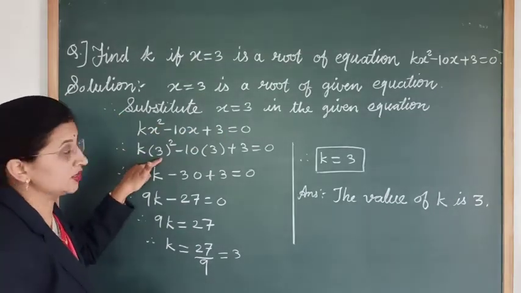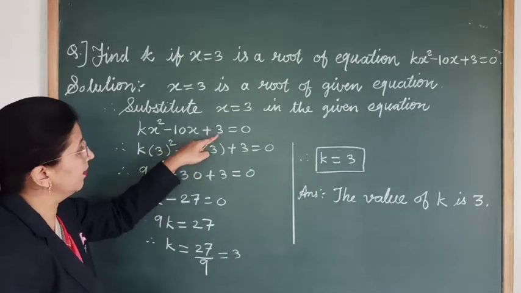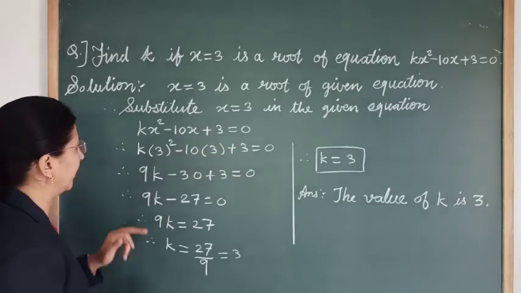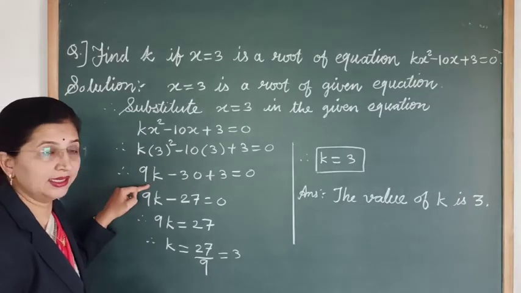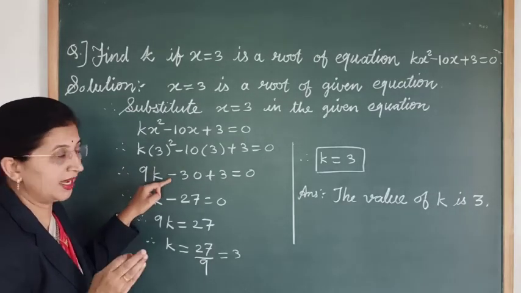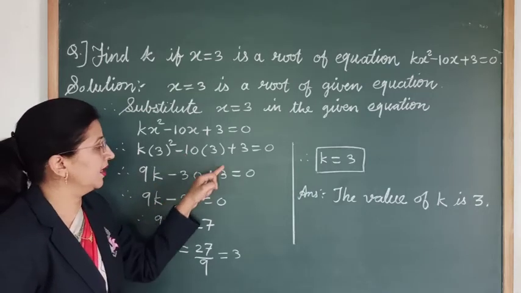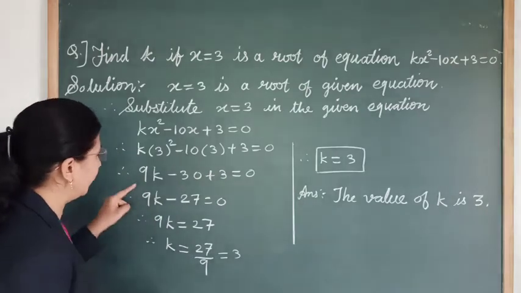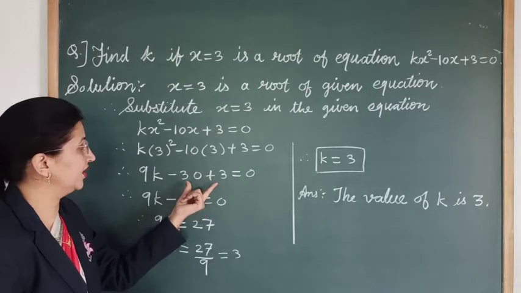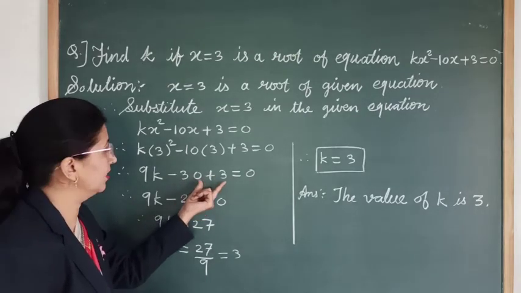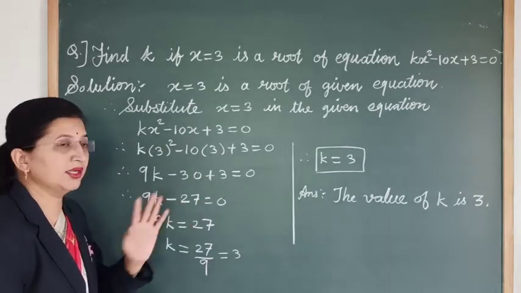kx², that is k into 3², minus 10 into x, that is 3, plus 3 is equal to 0. Okay. So square of 3 is 9. 9 into k, that is 9k, minus 10 into 3, that is 30, minus 30 plus 3 is equal to 0. Now here 9k, 30 is negative, 3 is positive. Different sign, subtraction. 30 minus 3, that is 27. Sign of the bigger number, that is negative. −27 is equal to 0.